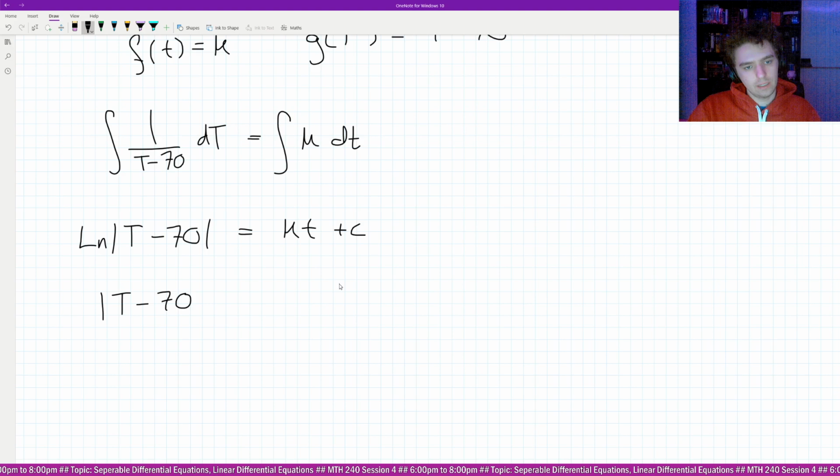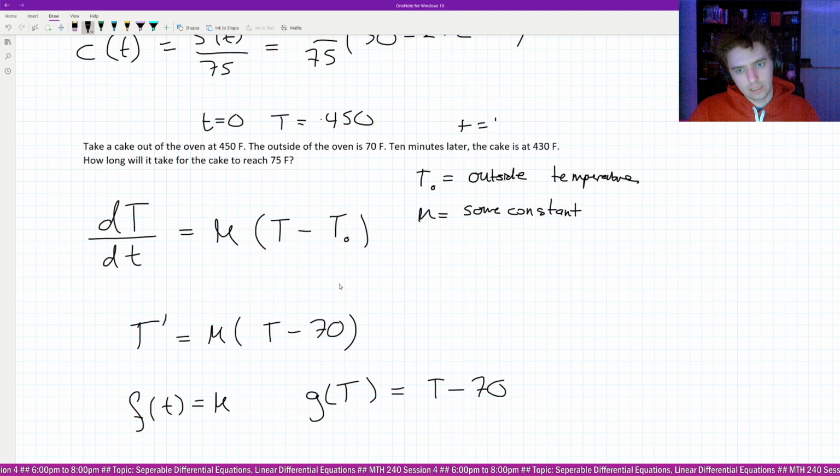Okay, at t equals 0, the temperature is 450. And at t equals 10, the temperature is 430. Both of these things are important because we have two variables to solve for. We have K and C here, or e to the C.